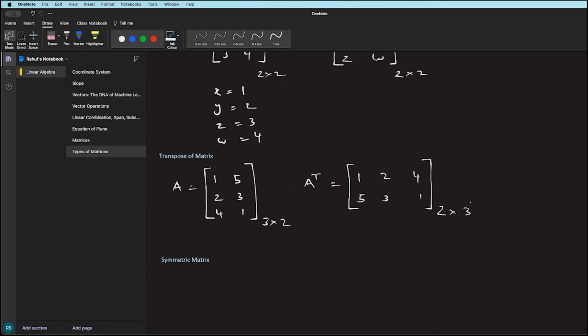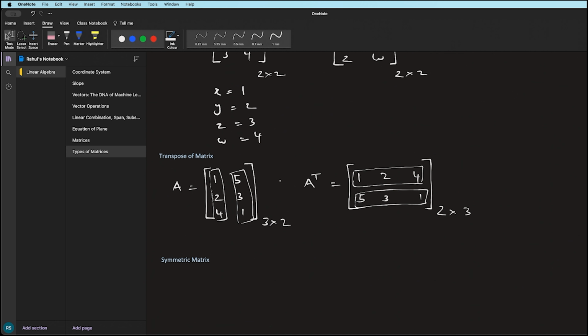So what we did is we converted the rows. This first column, you can consider, is converted into the first row, and similarly this second column is converted into the second row. So this is how we write the transpose of the matrix.